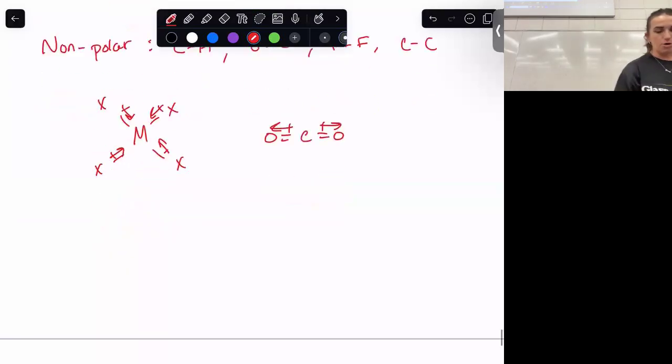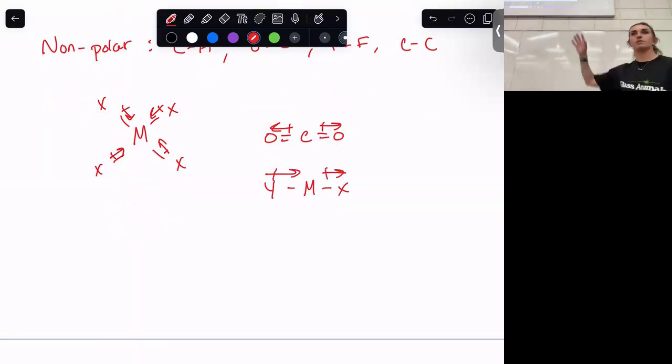So a polar case would be if, for some reason, things are pointing in this direction. Now you have one side that's being tugged. If you hold it like an arrow, or tug it like a rope, it will all pull to the right in this case. And that would be a polar molecule.